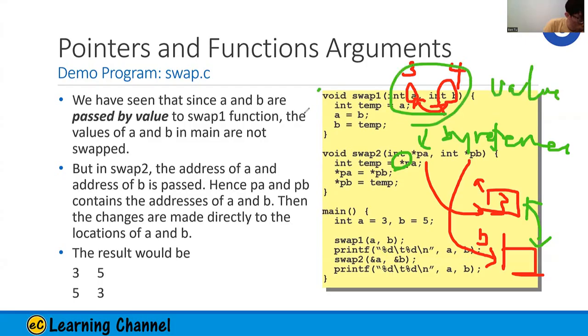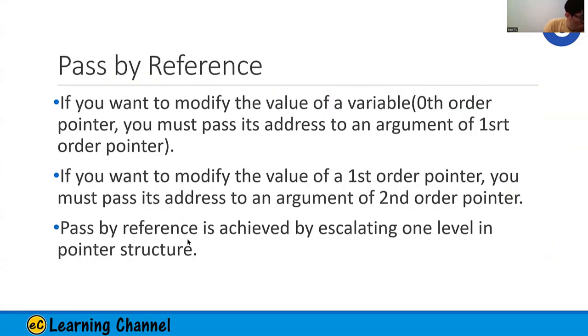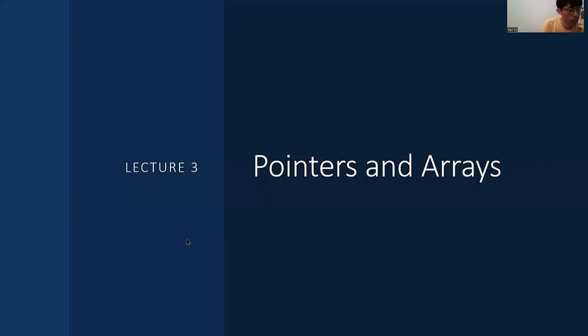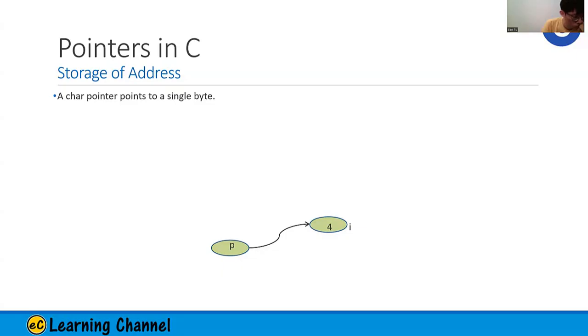When you don't want to change the variable, this is an input-only variable. This is an input-output variable. We talked about it before. And then the next one, we are going to talk about pointer and array.